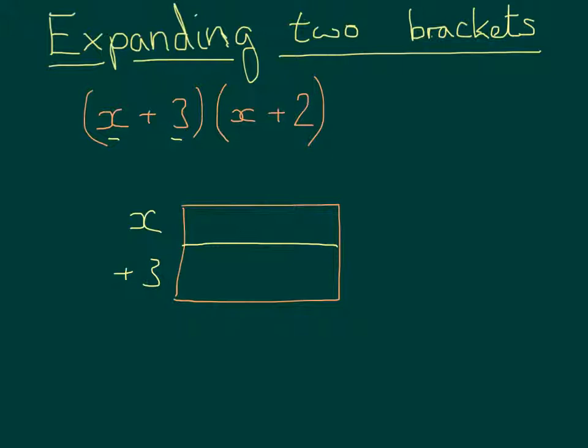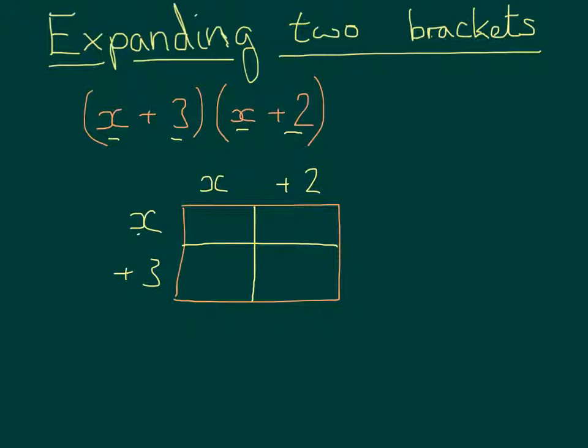If I look at the second bracket, I have 2 terms again, so I will need 2 columns, an x here and a plus 2 here. Now I just multiply the terms and put their answers into each box.